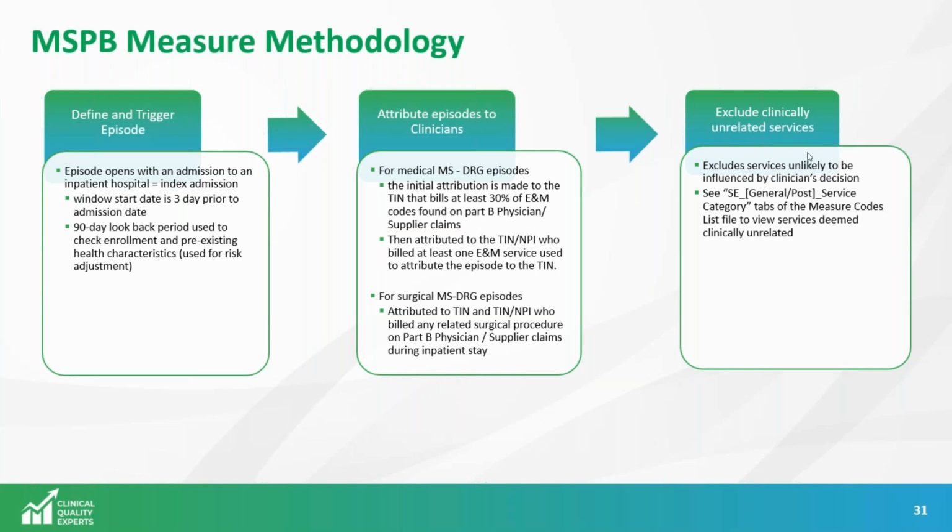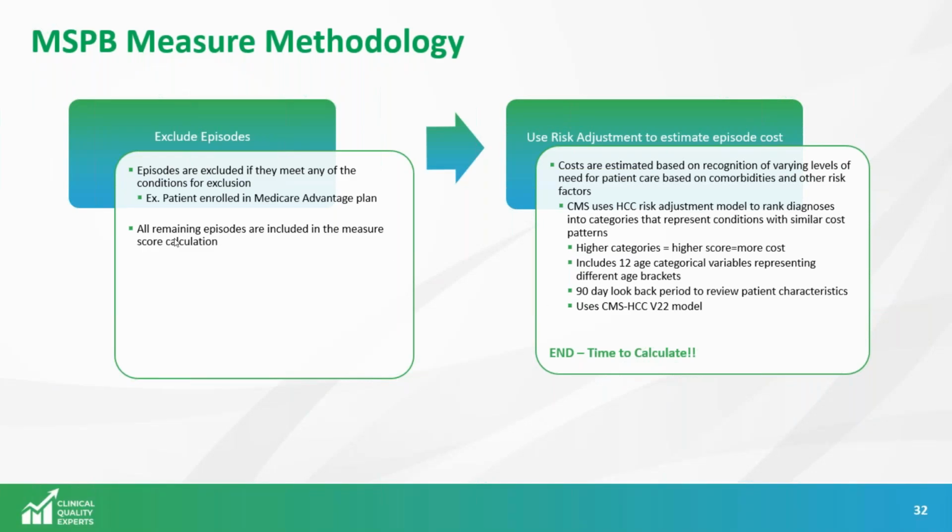Next, we exclude clinically unrelated services. We work on excluding episodes. And then at the very end, we use the risk adjustment to estimate the episode cost. Finally, time to calculate. This is done by calculating the ratio of standardized observed episode costs to Winsorized expected episode costs, and then multiplying the average of this cost ratio across episodes for each TIN NPI or TIN by the national average observed episode cost.